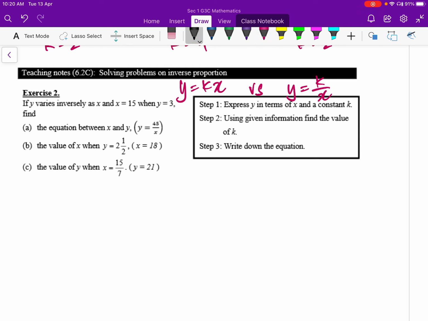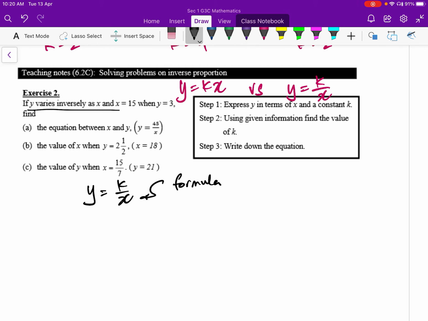Okay, so let's begin. Y varies inversely as x. So in the first sentence, we write down y equals k over x. And this is our formula. And we know that k is a constant. Then they further tell us that x equals 15, y equals 3. Okay, that is one set of coordinates of x and y.